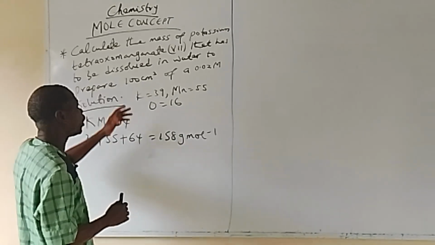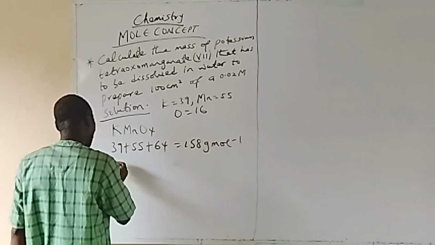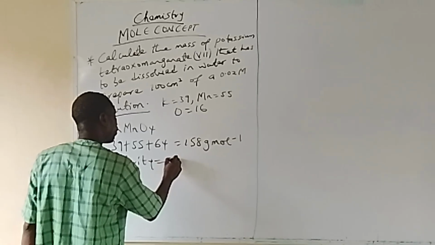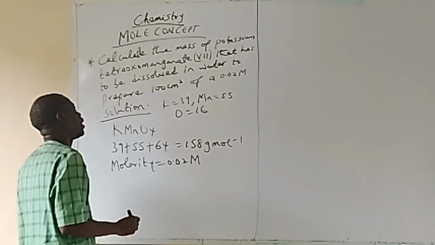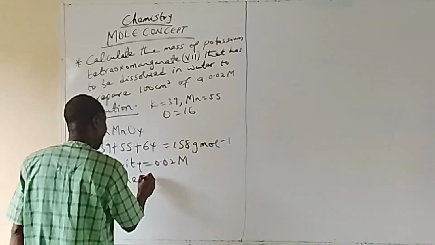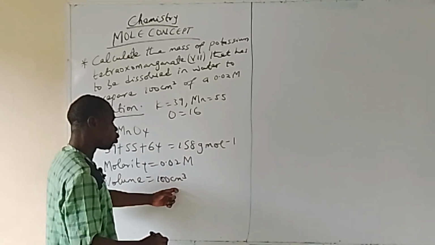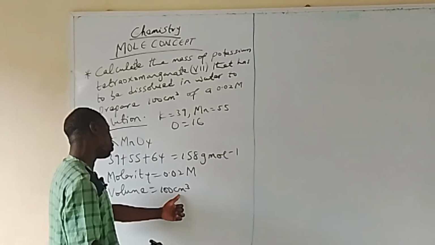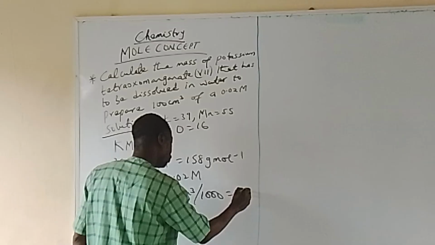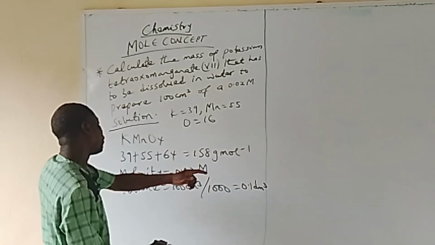So the next line of action is to write the parameters of the molarity. The molarity is equal to 0.02 molar. Then the volume of the solution is 100 cm cube. So I only need to convert from cm cube to dm cube. If I convert from cm cube to dm cube, I will divide this by 1000. So that will give me 0.1 dm cube. So I've successfully converted from cm cube to dm cube.